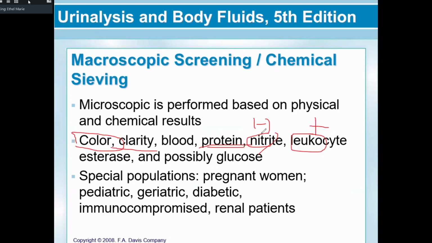So again, a positive nitrite result in your chem exam with a negative leukocyte esterase and no WBC under the microscope may indicate contamination. Because for a true infection, if it is positive for nitrite, it should also be positive for leukocyte esterase, and you will see WBCs under the microscope. But what if, for example, nitrite is positive, negative leukocyte esterase, but in the microscopic exam you see many WBCs?